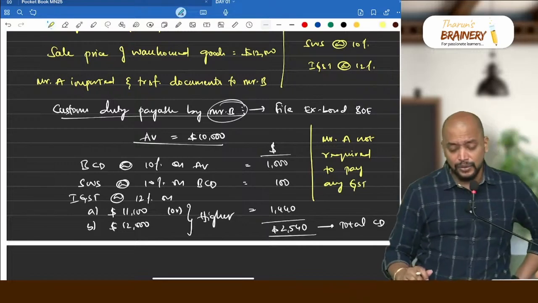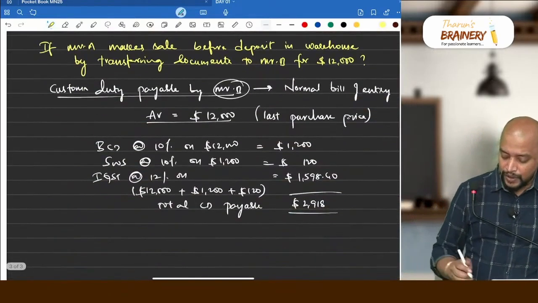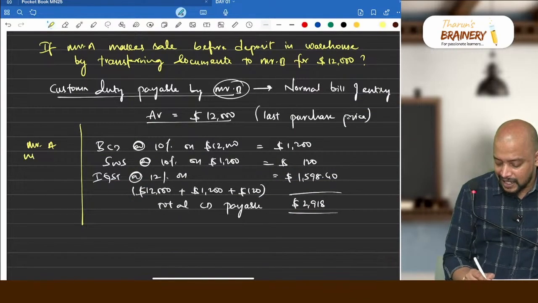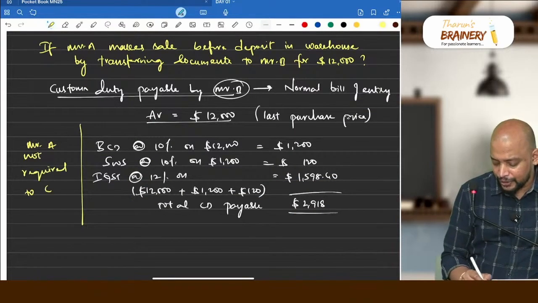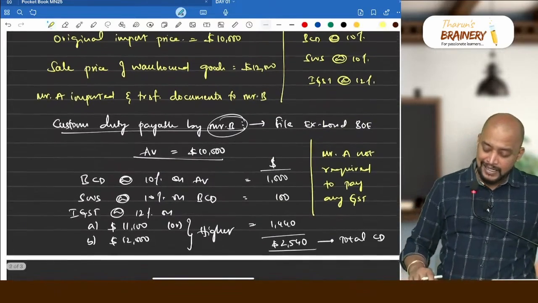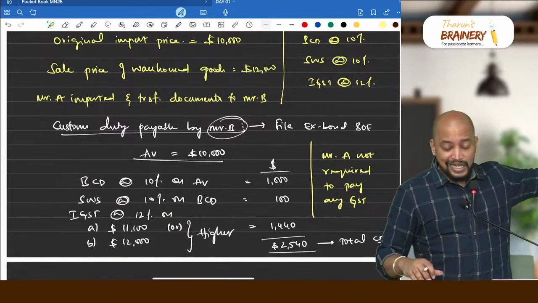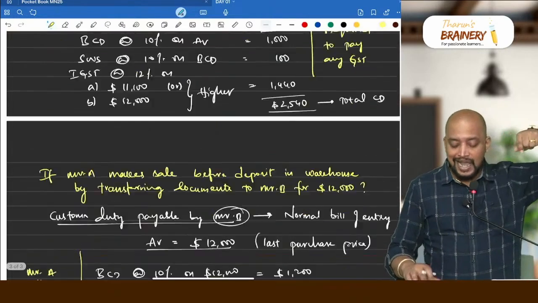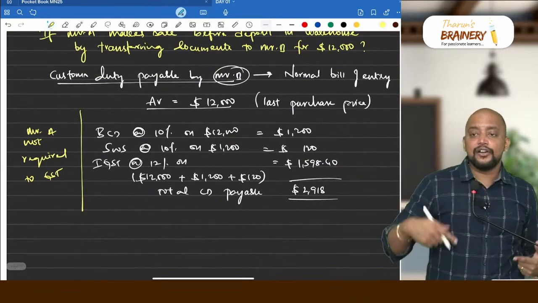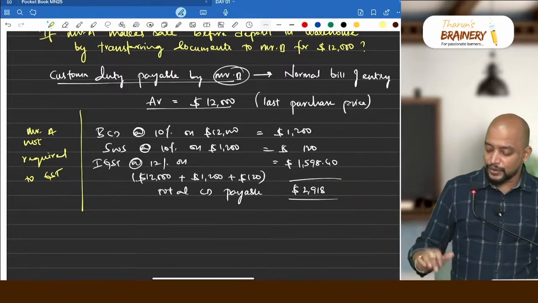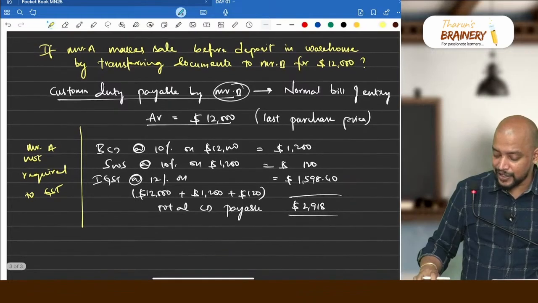Why not required to pay any GST? Because it is excluded from supply, Schedule III, clause 8 or section 7 subsection 2. What about this case? Is Mr. A required to pay any GST? Mr. A is not required to pay GST, because it is again excluded from supply. This is sale of warehoused goods under customs, and this is actually sale of goods on high seas, that is sale before import. In both cases it is excluded from supply, due to that reason GST is not payable.